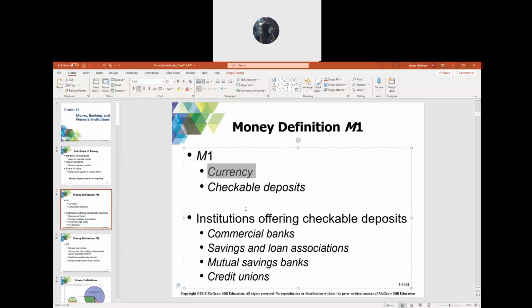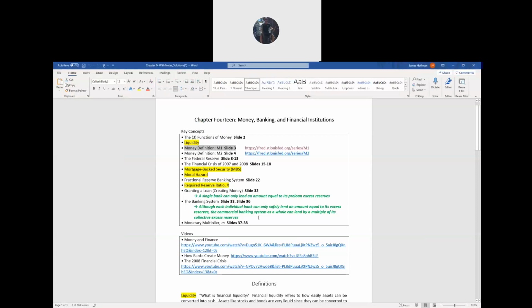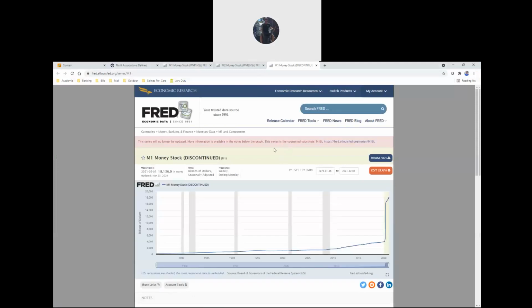Okay, so let me show you. I put a link here to the M1 data. I clicked on it earlier and it looks like it's a little outdated, but I found the more recent one. I'm not sure why they switched to a different series. But if you click on this, it's going to take you to a page that was discontinued just a few months ago. There's a more updated version.